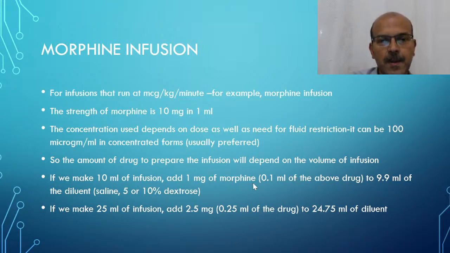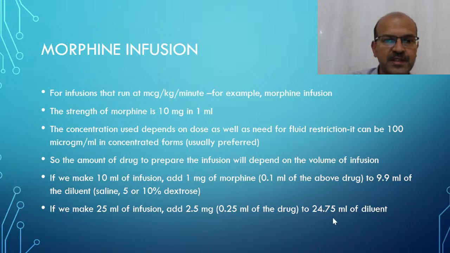So in terms of 10 ml, you need 1000 microgram, and that's why 1 milligram. The dose of the medication, because it's 10 milligram in 1 ml, we'll be adding 0.1 ml of the above drug to 9.9 ml of the diluent like saline or dextrose. And if we make 25 ml of the infusion, we can add 2.5 milligram to 24.75.